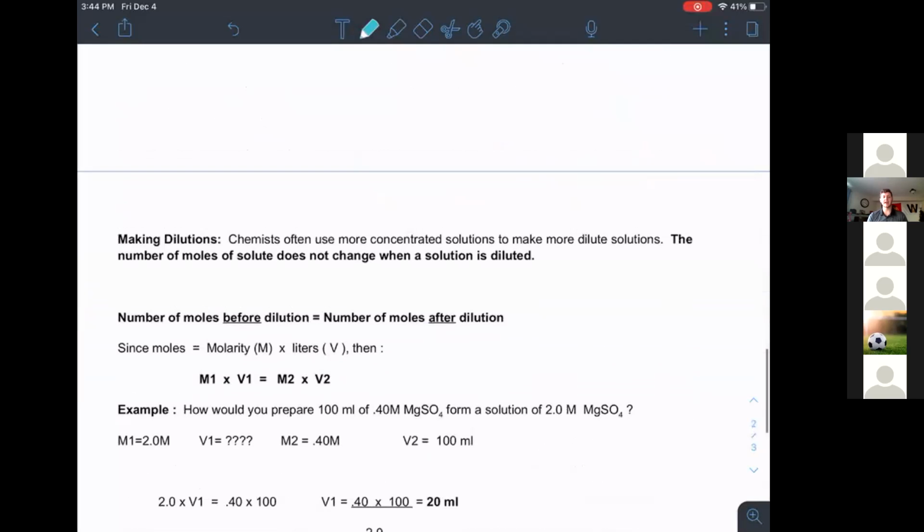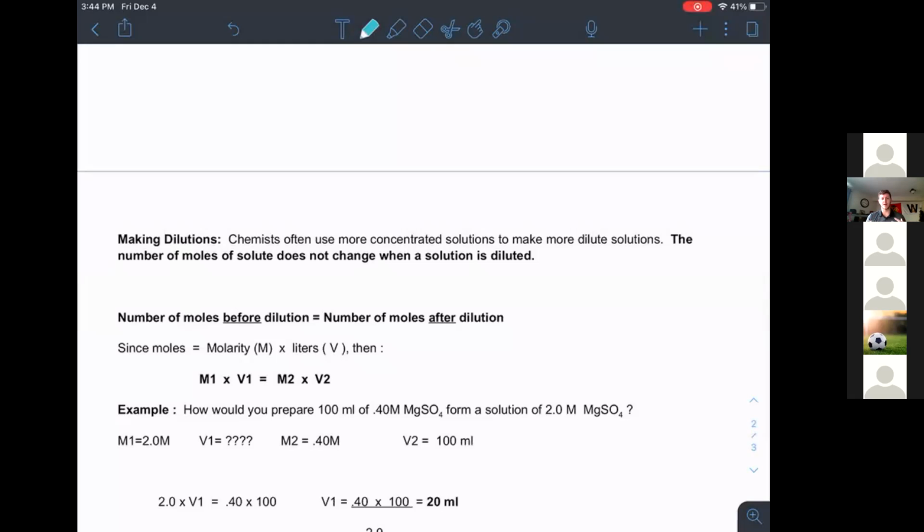The last thing I wanted to look at was this last page, page 3, which talks about making dilutions. So chemists often use more concentrated solutions, so higher molarity concentrations, to make some more diluted solutions, which just means there's less moles or there's more solution, more liquid in the solution. It just changes that concentration to a smaller number. This is especially useful when we use things like acids, because the higher the concentration, the more dangerous they are.